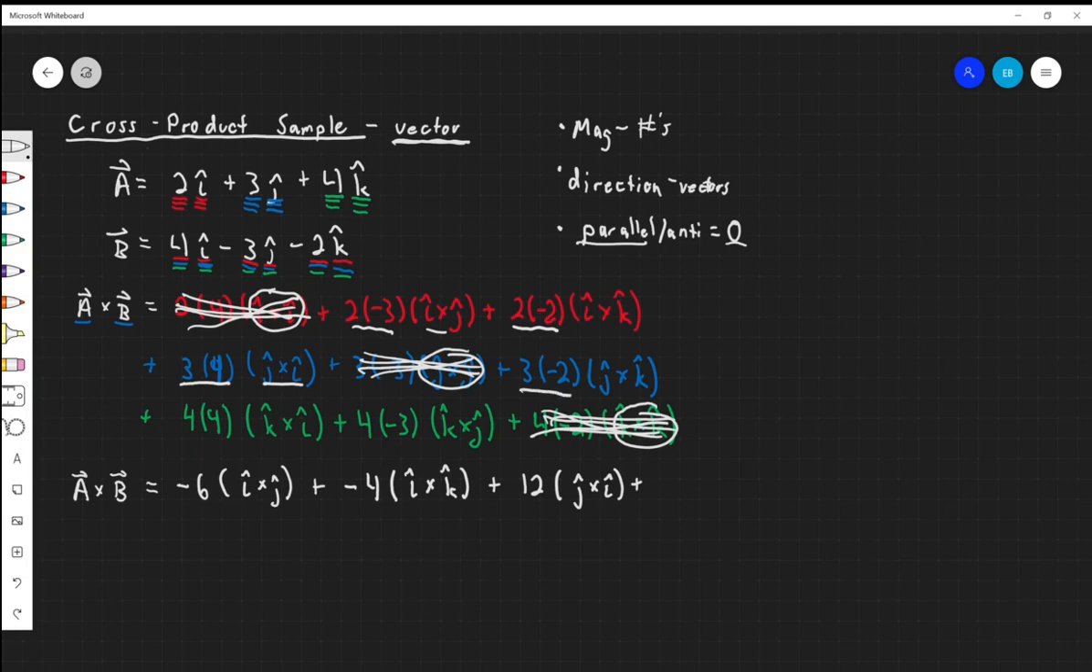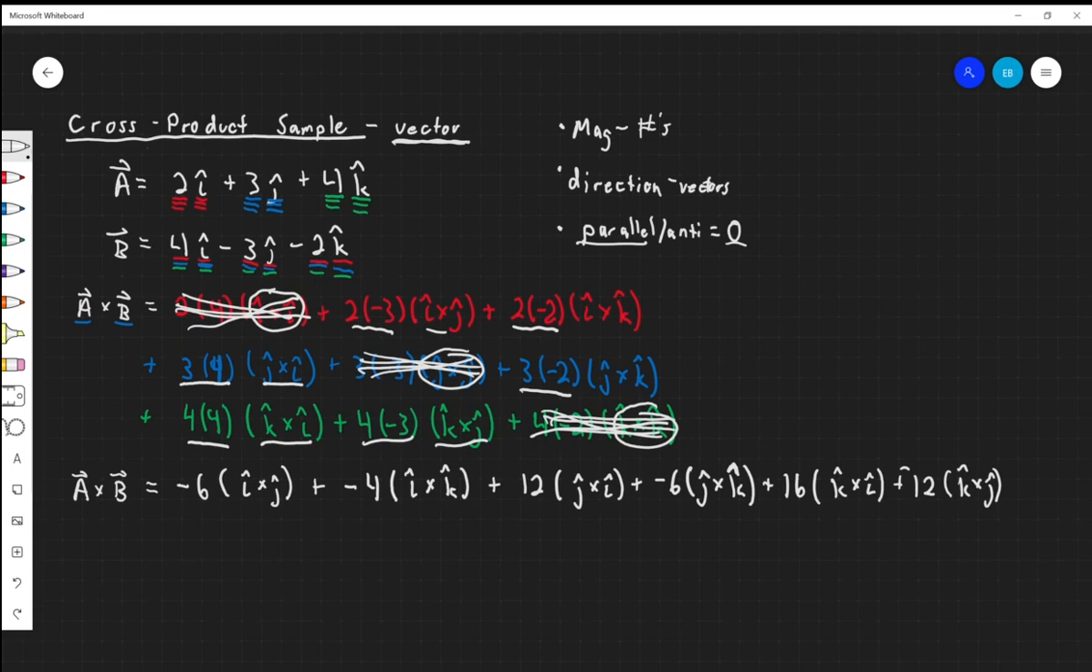Plus 3 times negative 2, negative 6, j hat cross k hat. So you'll notice these problems are a little tedious sometimes, but writing these things out now, early in the semester, will make your lives much easier later on. I promise. All right, so we got 4 times 4, that's 16, and k cross i, and then 4 times negative 3, so that's plus a negative 12, and we have k cross j.